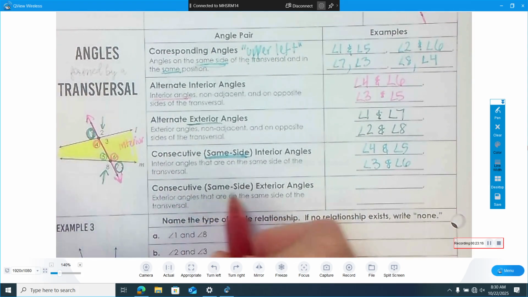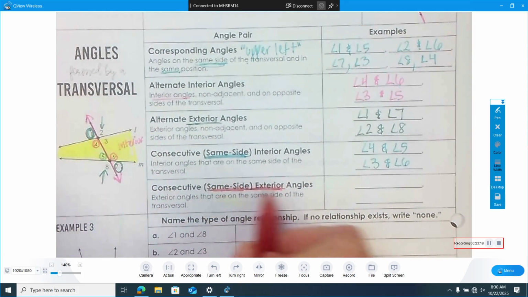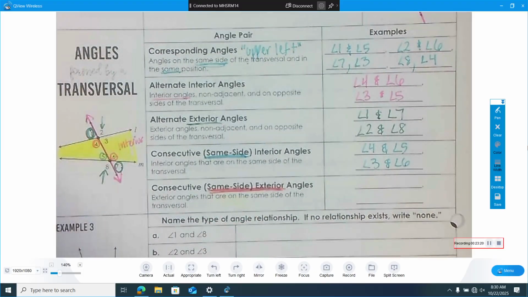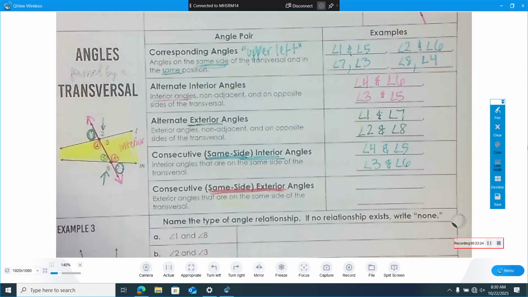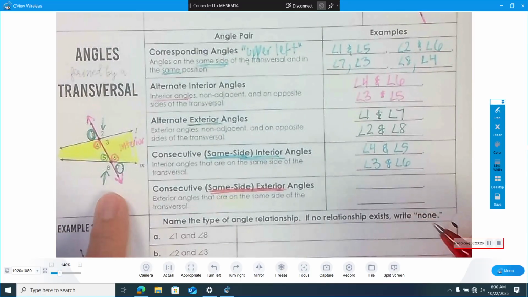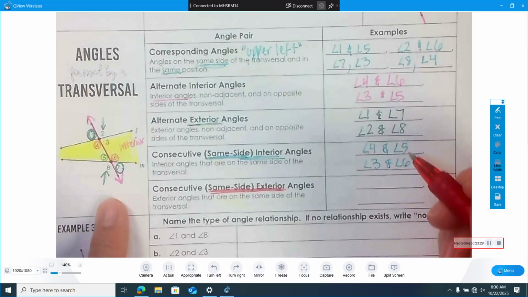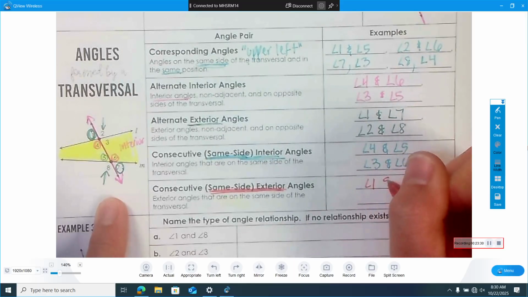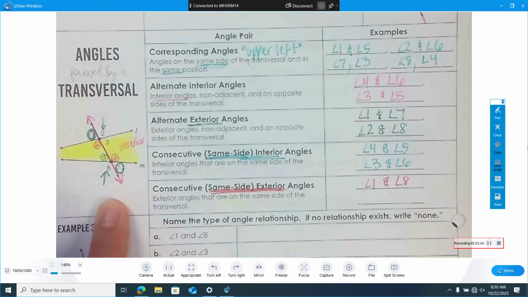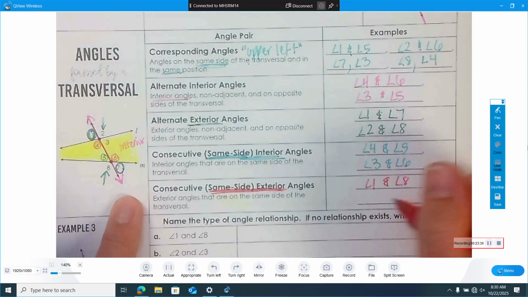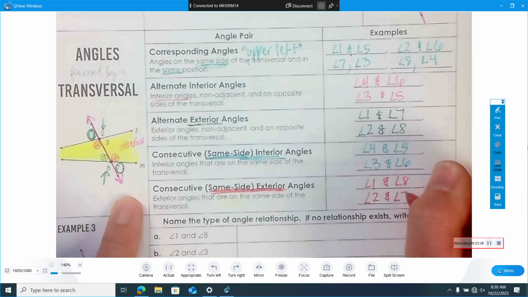so consecutive or same side exterior. Again, same side exterior is quite descriptive. They're on the same side, but they're exterior angles. So what are our same side exterior angles? 1 and 8. Angle 1 and angle 8, same side exterior. And then 2 and 7. Very good. Angle 2 and angle 7.